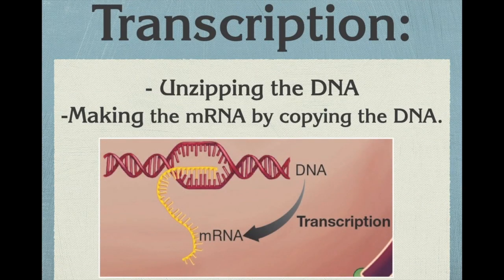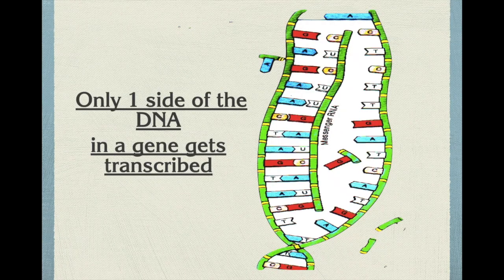Here's the first step, transcription. This is when the DNA unzips, so we have that double helix, it unzips, and the mRNA is formed, made by copying the parts of the DNA, only one side of it. That is called transcription. Think about the word transcription as rewriting. If someone transcribes something, they rewrite it. They kind of put it in their own words. So only one side of the DNA is being copied.